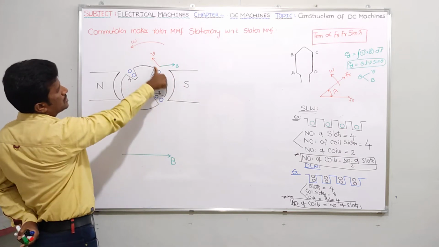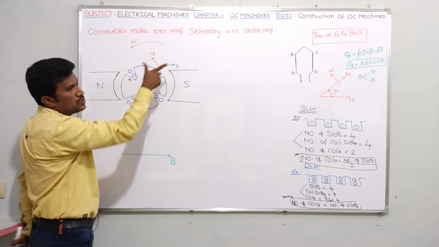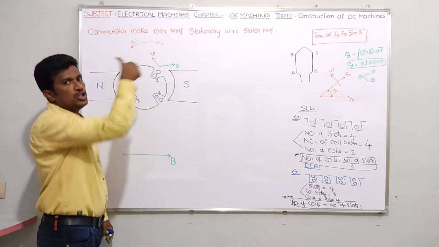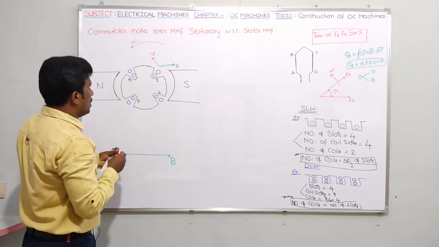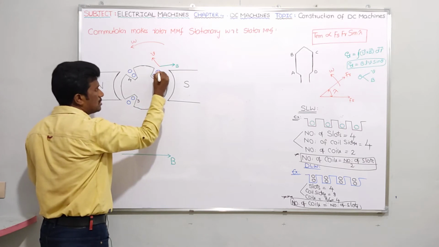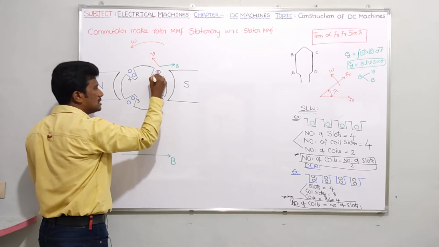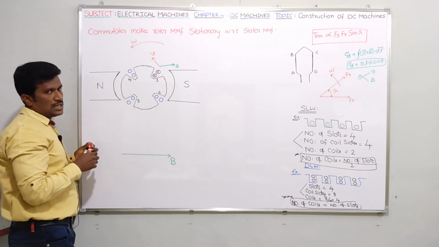See, thumb is upwards here, forefinger is like this. So center finger is into the board. Into the board means what here? Direction of current entering into the board means cross. Let me take cross. So direction of EMF or current induced in slot number 1 is nothing but cross. Is it clear, guys? Now similarly, please tell me at the fourth slot.